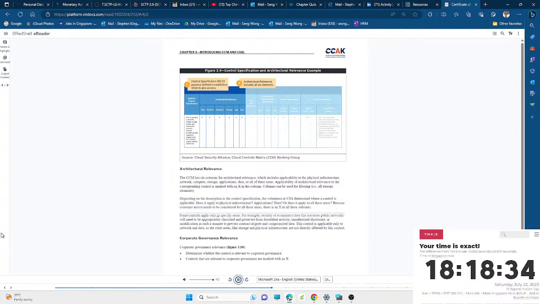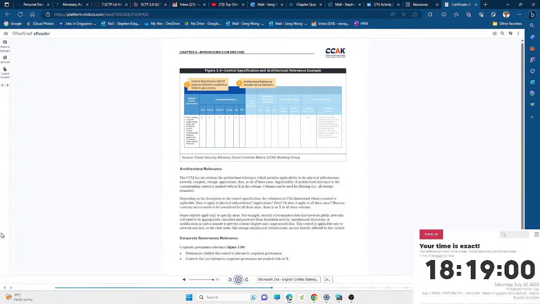Some controls apply only to specific areas. For example, security of e-commerce data that traverses public networks will need to be appropriately classified and protected from fraudulent activity, unauthorized disclosure, or modification in such a manner to prevent contract dispute and compromised data. This control is applicable only to network and data, as the other areas, like storage and physical infrastructure, are not directly affected by this control. Corporate governance relevance, Figure 3.10, determines whether the control is relevant to corporate governance. Controls that are relevant to corporate governance are marked with an X. Figure 3.9, control specification and architectural relevance.